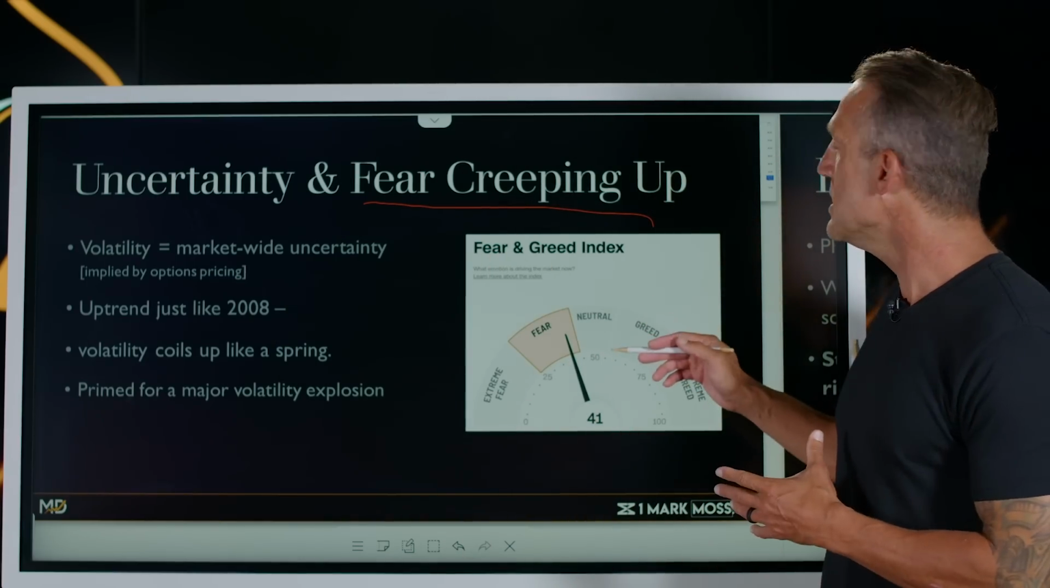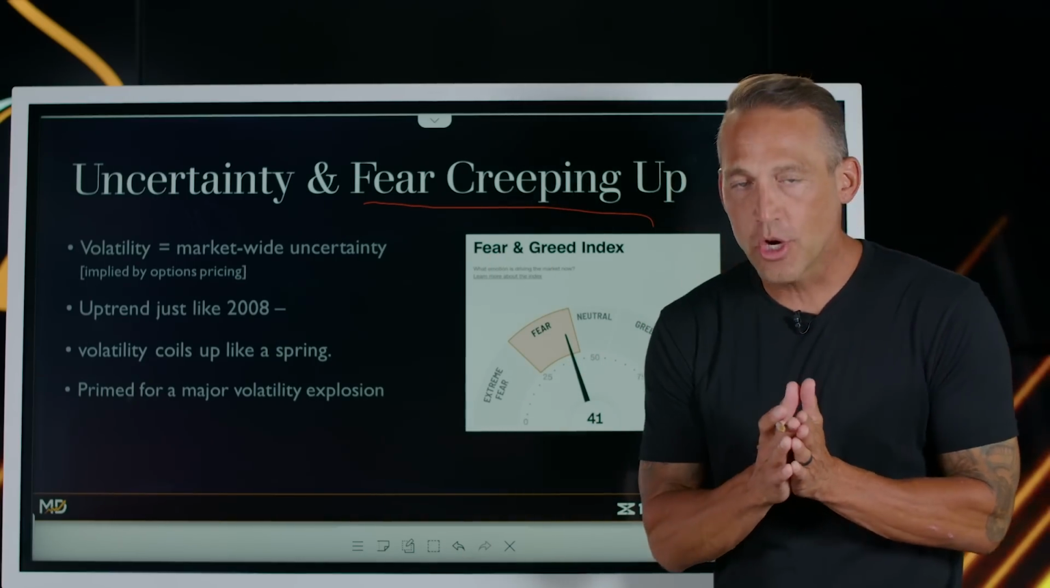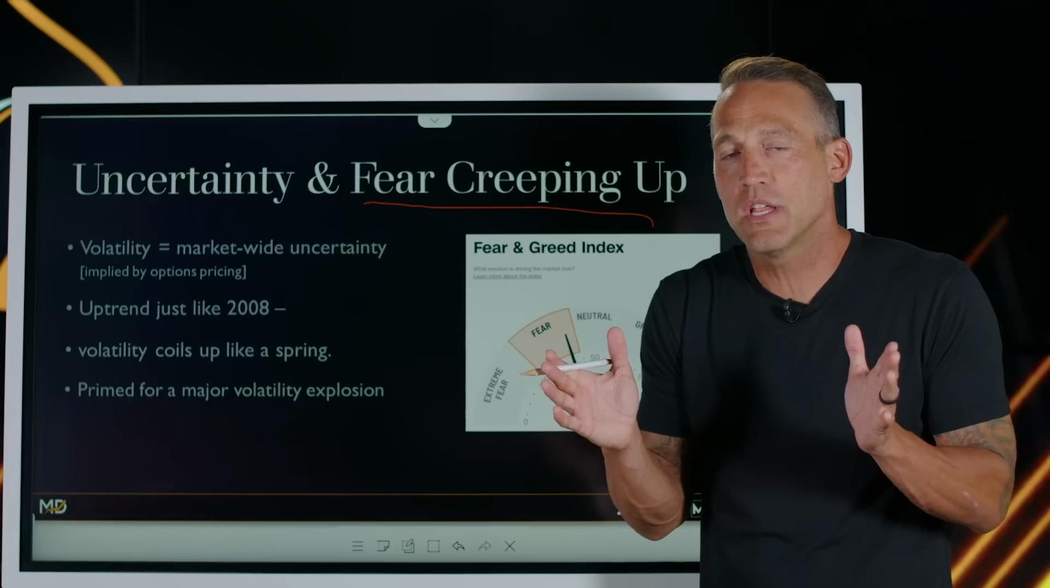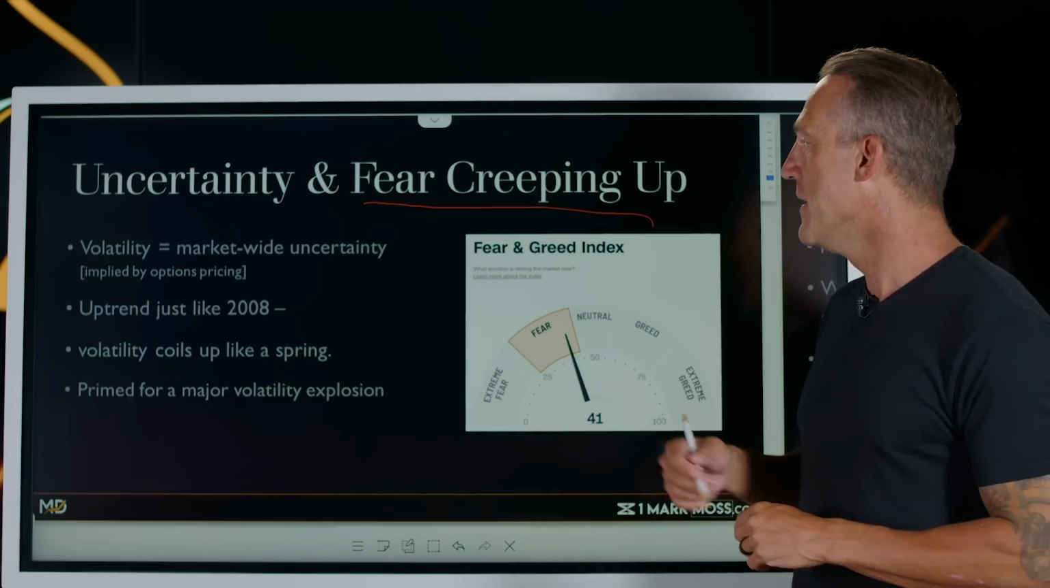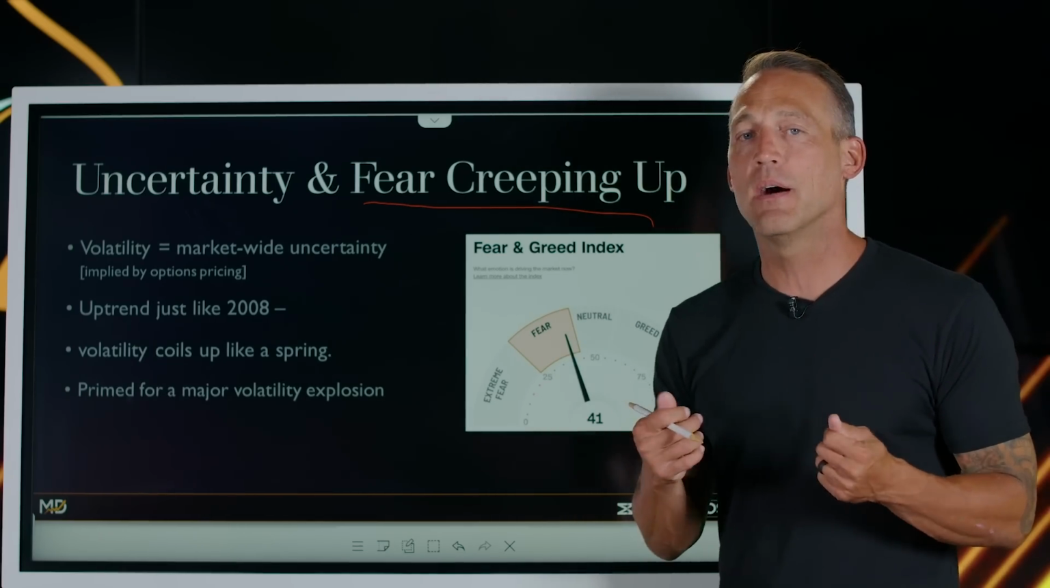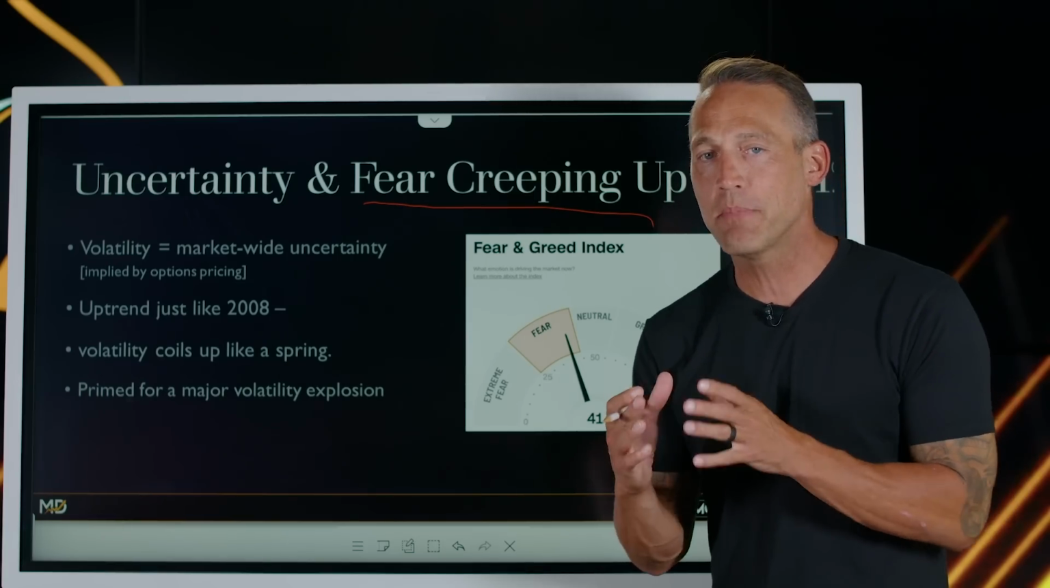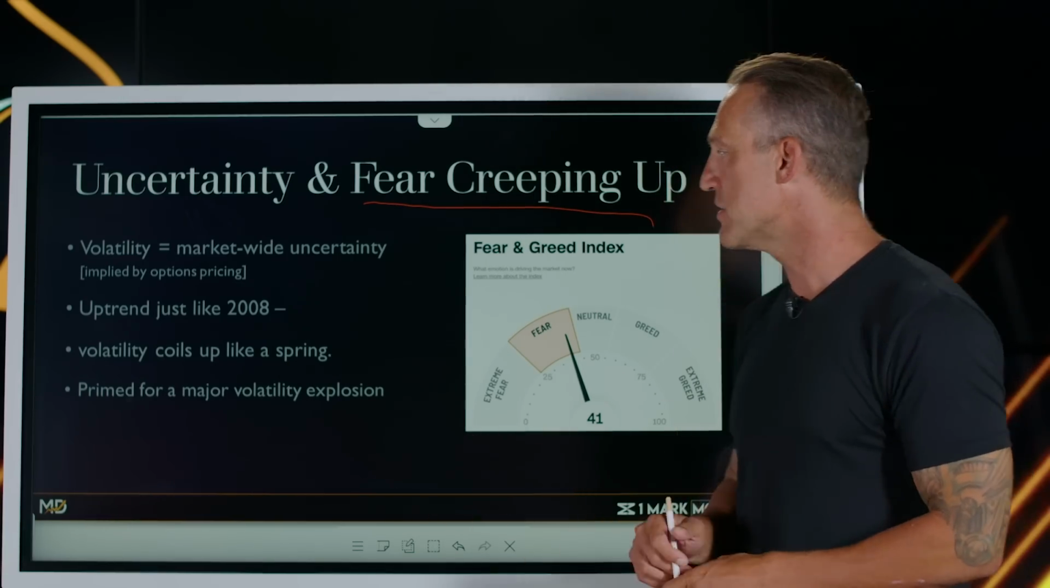The volatility shows us the amount of uncertainty in the market. And so as it becomes more uncertain, the volatility spikes, and we can see that priced by options. So we can see the amount of people that are buying insurance against their positions.